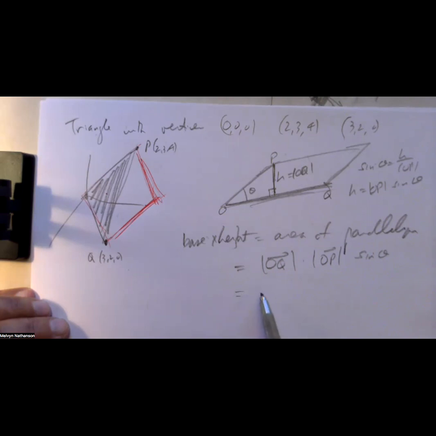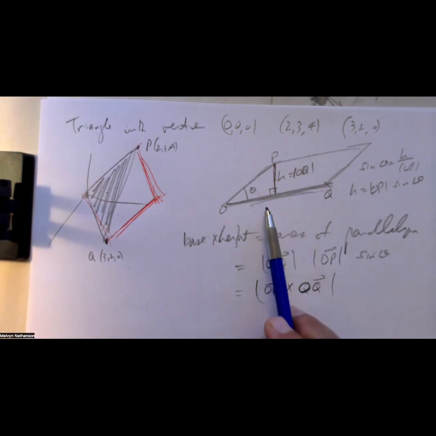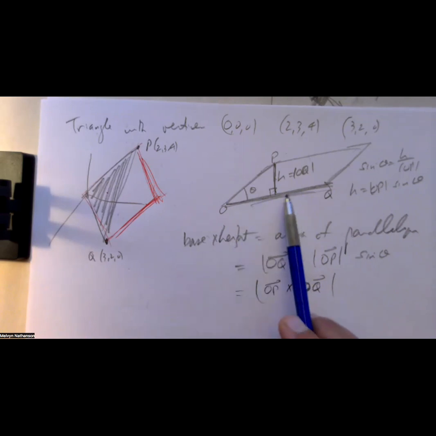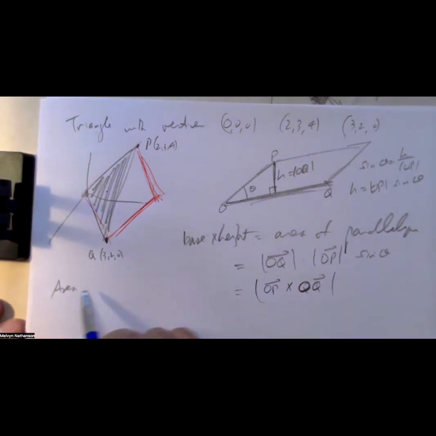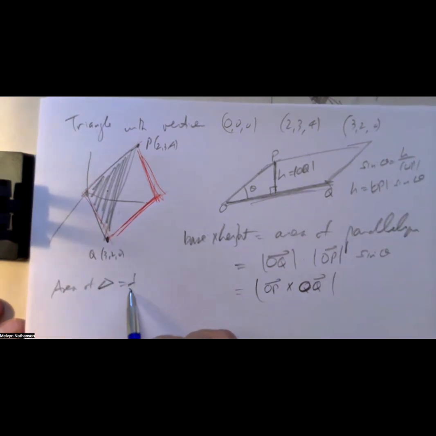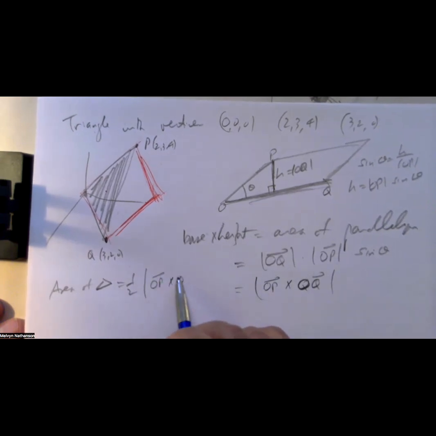And this is exactly the magnitude of the cross product of the vectors OP and OQ, the length of that. So the area of the parallelogram is the magnitude of the cross product of the two vectors that form its sides. And the area of the triangle is half the area of the parallelogram. So the area of the triangle is a half the length of OP cross OQ.